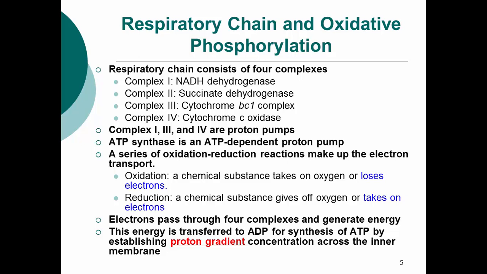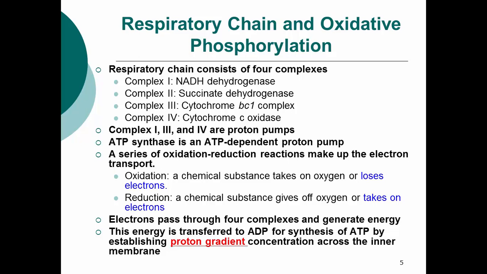And the electron transport chain consists of 4 complexes, right? So you still remember complex 1, 2, 3, and 4. These 4 different complexes actually contain different enzymes, right? Multiple enzymes form the different complexes. And what you need to remember is that complex 1, 3, and 4 are the proton pumps, right?